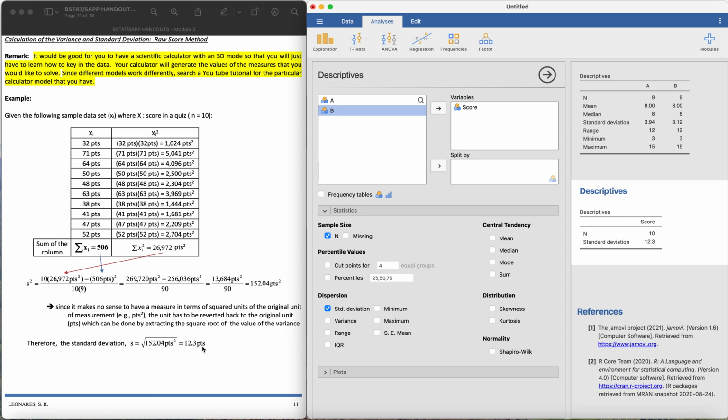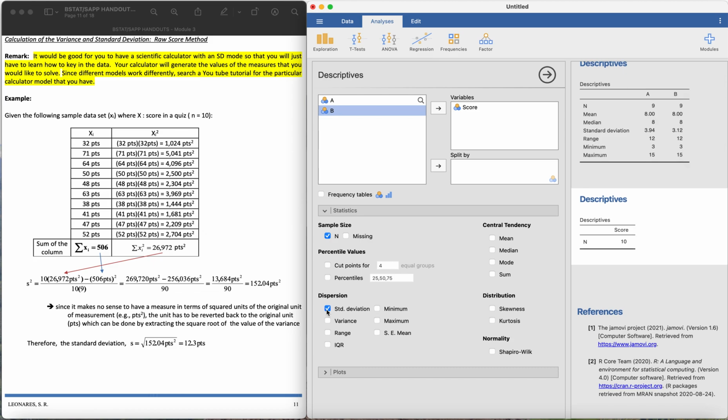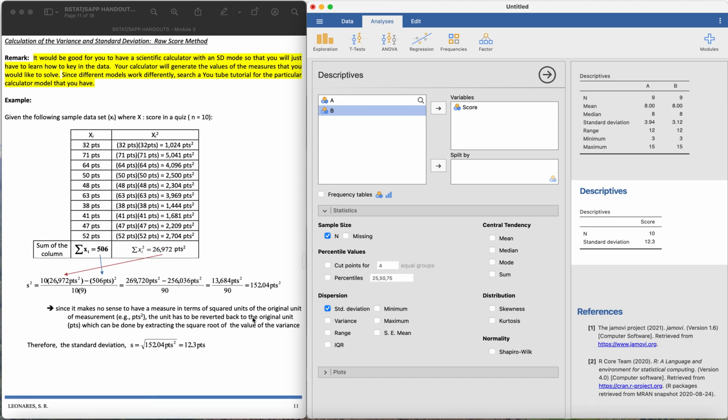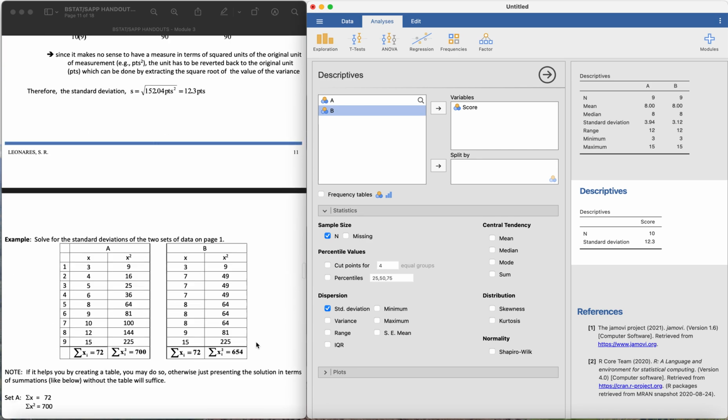Okay, so it's only done with one click on your touchpad or on your mouse. Just make sure that this standard deviation is clicked, has a check mark on it, and then you will get this value. No need for this very tedious calculations. Okay, so that's how we get the standard deviation. So in using Jamovi, just make sure that the standard deviation option is checked.